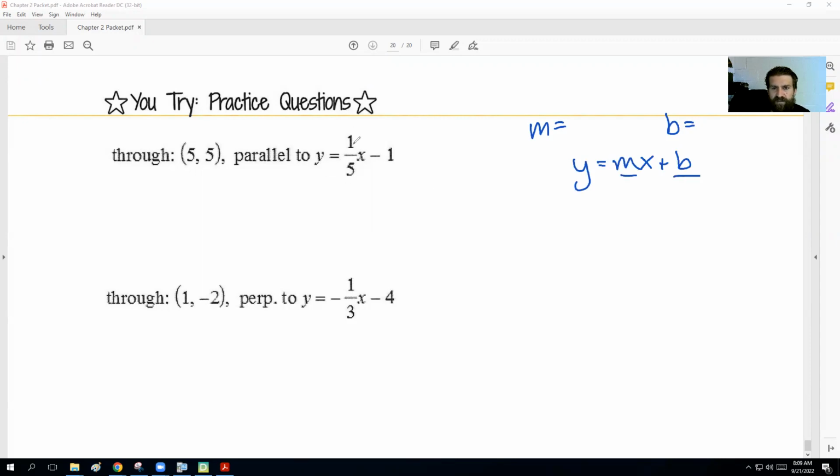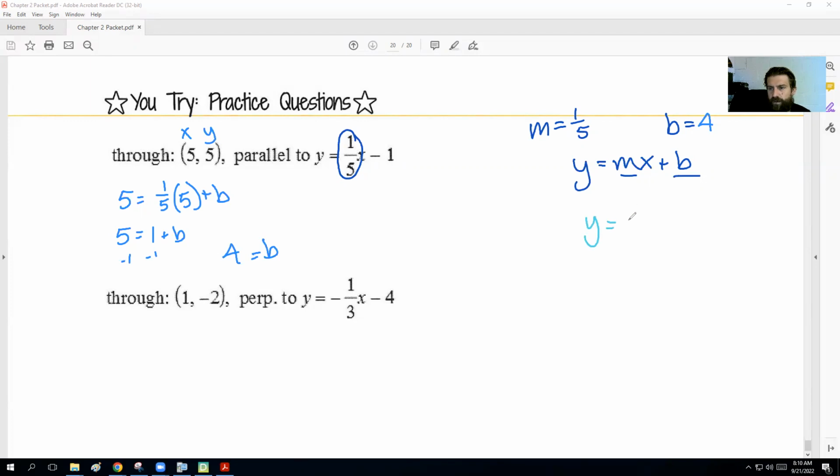All right, so our m, if it's going to be parallel to this equation here, it's going to be the same thing. And then to find our b, we need to take that value and plug in our x and y. So we get y is 5 equals m is 1/5, x is 5. We're going to solve for b. All right, 1/5 times 5 is 1. And if we subtract 1 from 5, that means our b would equal 4. So our answer here for this problem is y equals 1/5 x, the same slope, plus 4.